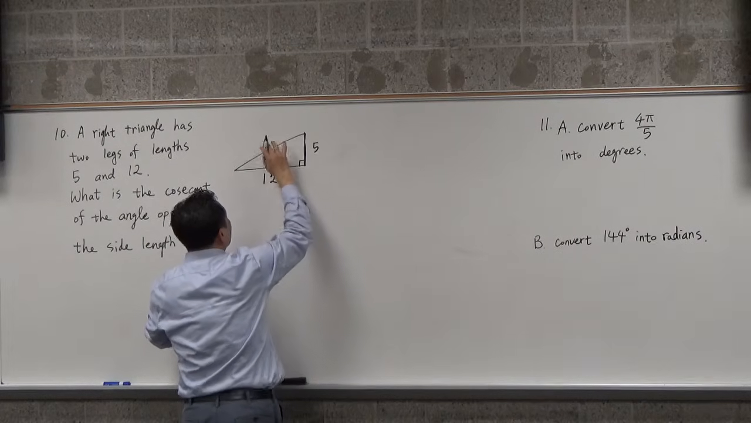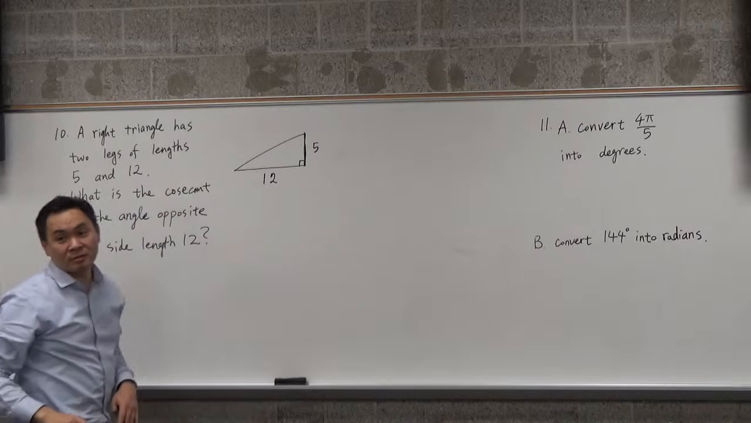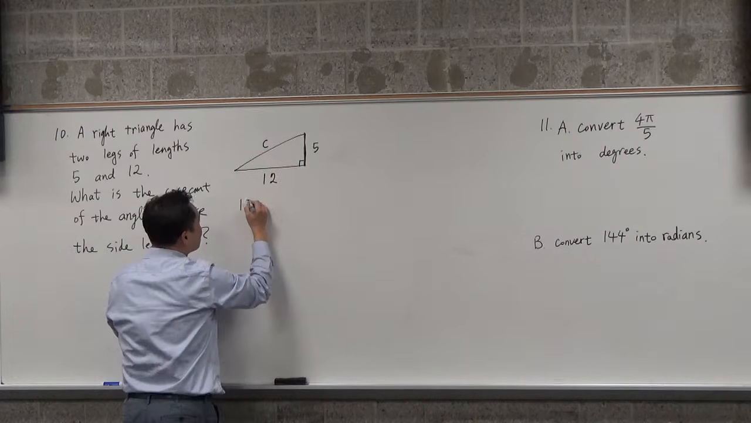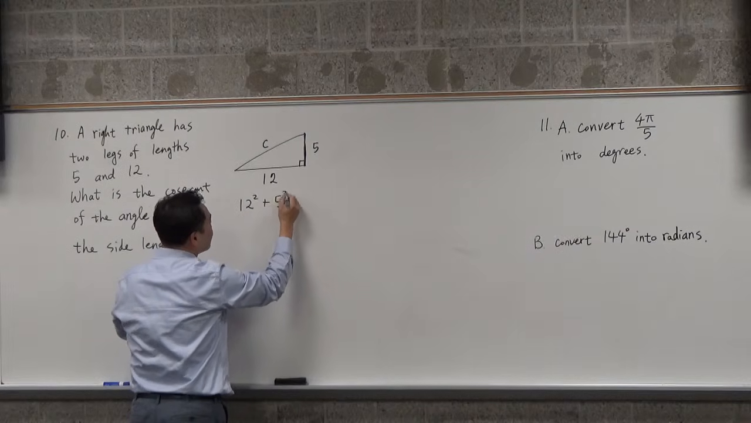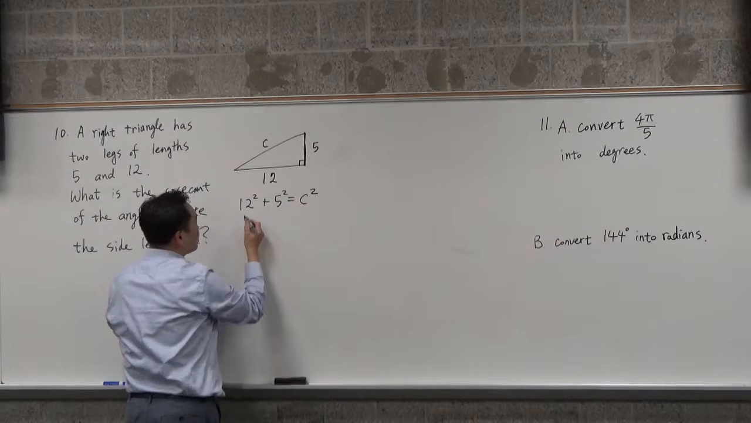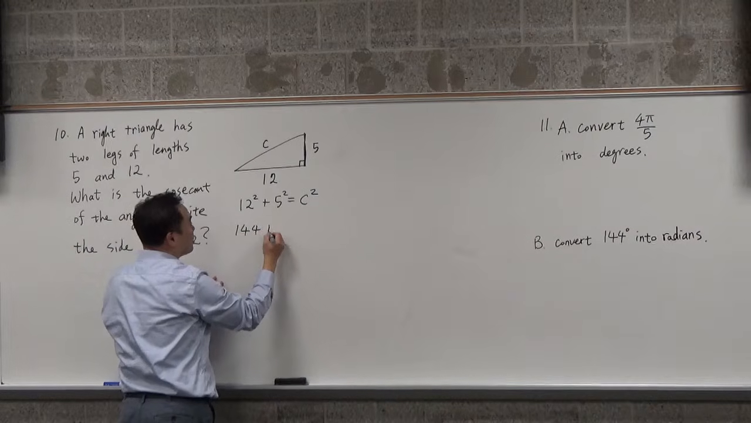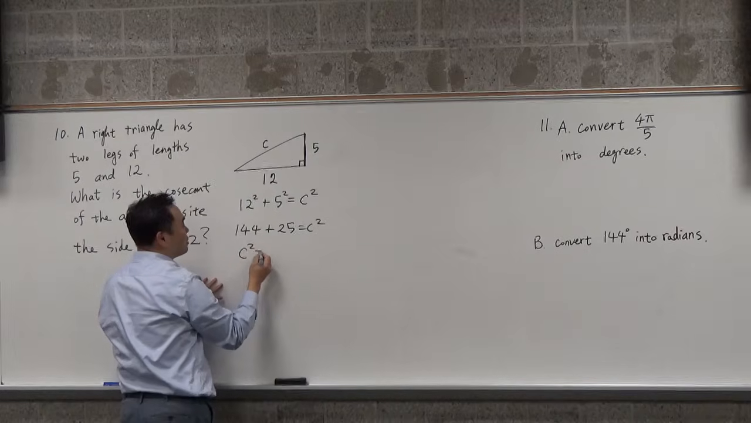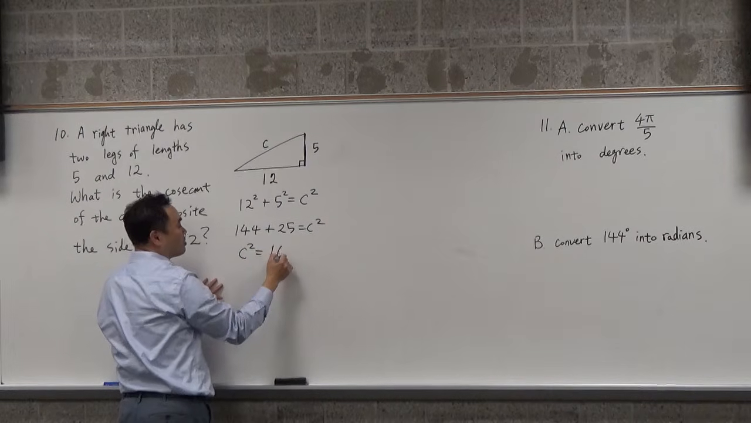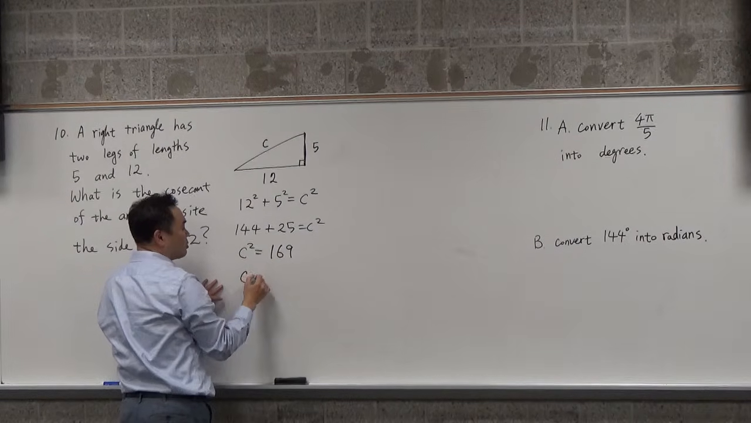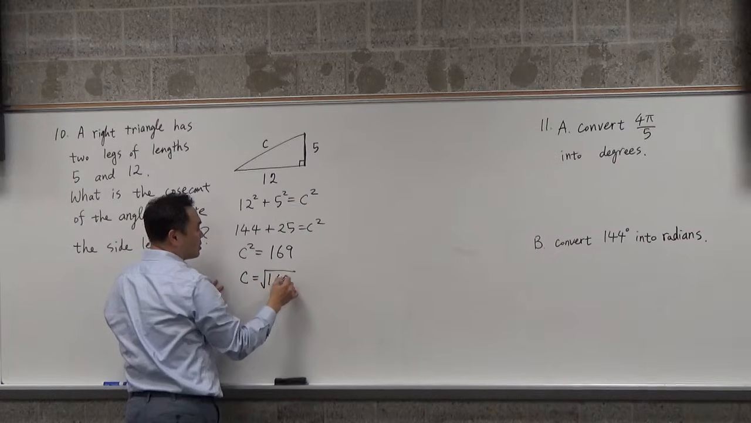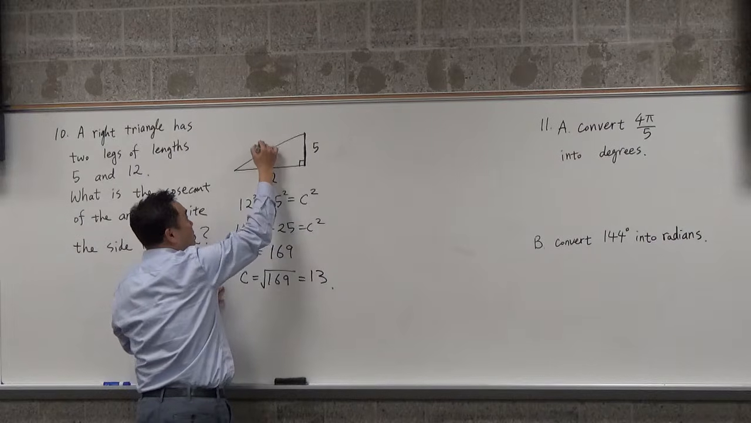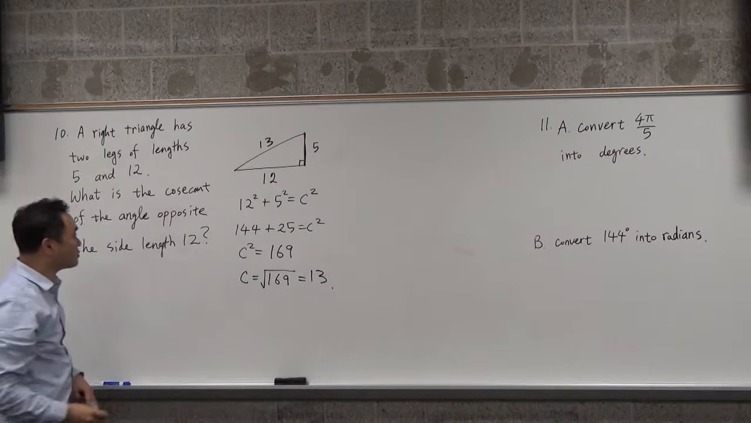Okay. Now, how would you get this length? Pythagorean theorem. So let's call that c. 12 squared plus 5 squared is equal to c squared. 12 squared is 144. 5 squared is 25. So c squared would be, this plus this gives you 169. And c would be the square root of 169, which is 13. Okay, so that's going to give you that this length is 13.